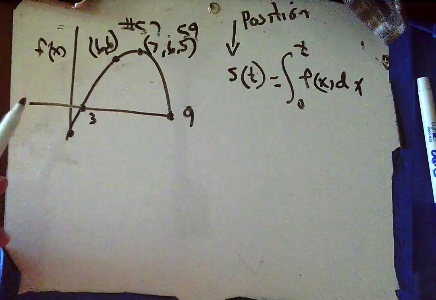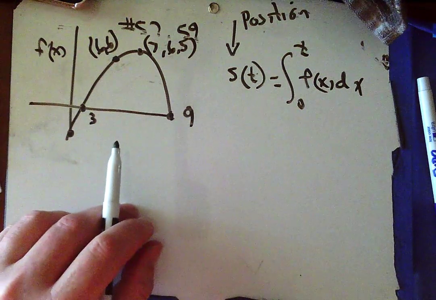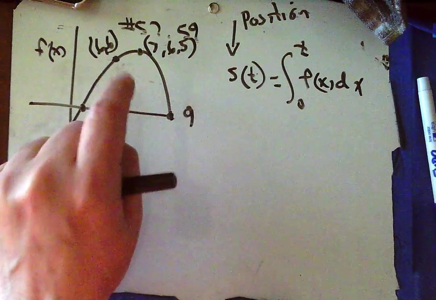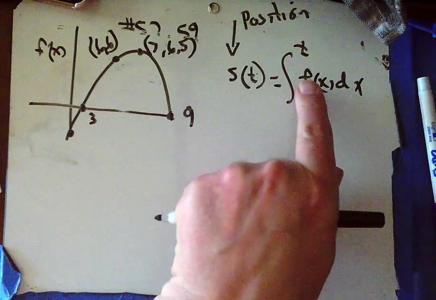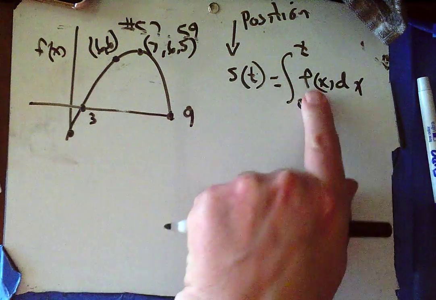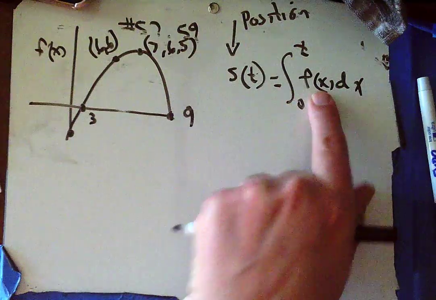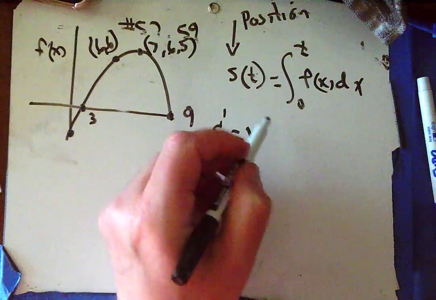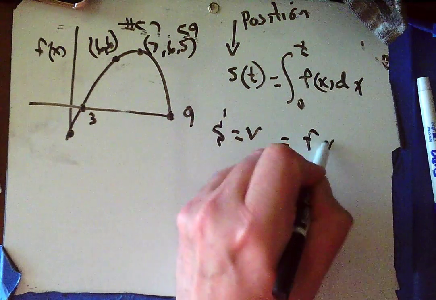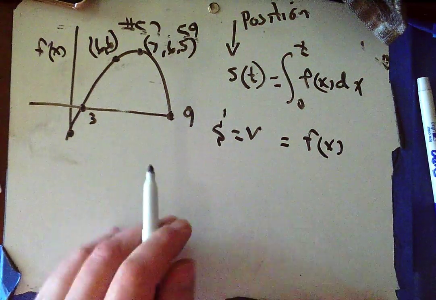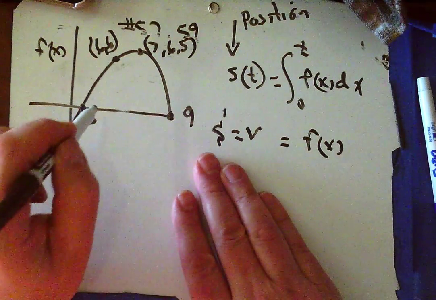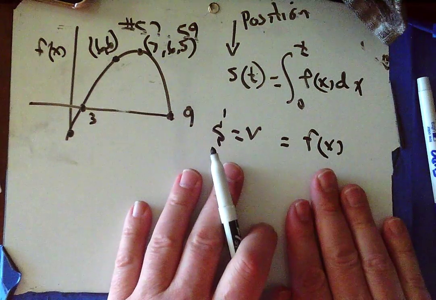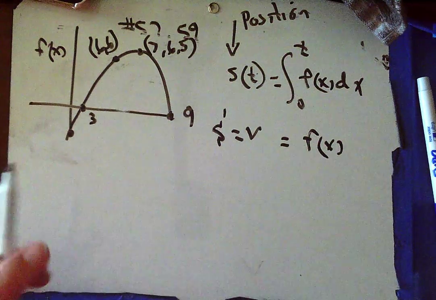And just like in the last problem, please don't start reading any of the questions until you understand what you're looking at. This is f. If I integrate f, I get s. That means this must be the derivative of that. So s prime, or v by its more common name, is f. Okay, so I'm looking at velocity. This is velocity. You need to come to that understanding before you get lost in the questions.